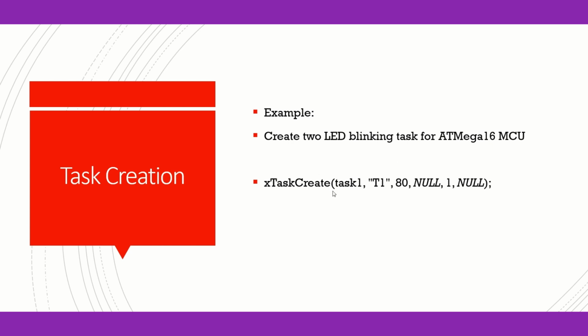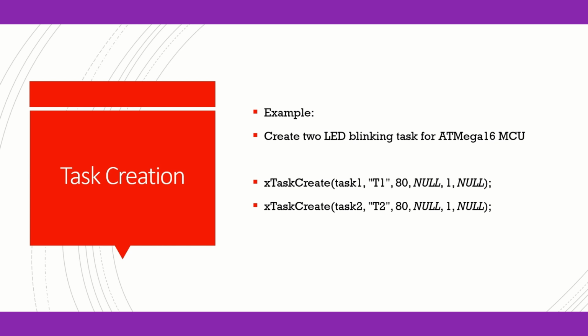This is the first task that we are going to create. This is the name of the API function, xTaskCreate. Then this is the function name that will implement the task. T1 is the name of the task, 48 is the stack memory, and we are not passing any parameters, so it is set to null. 1 is the priority of the task, and we are not using a task handle, so again this parameter is set to null. Similarly, we have to create task 2, or T2, using the xTaskCreate API function.